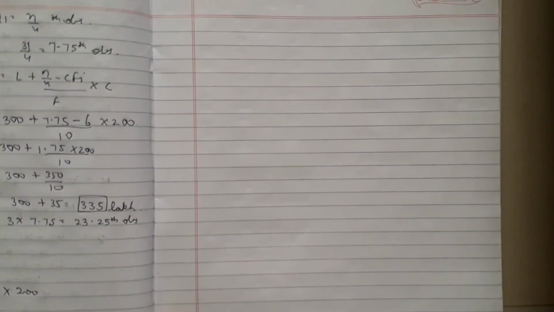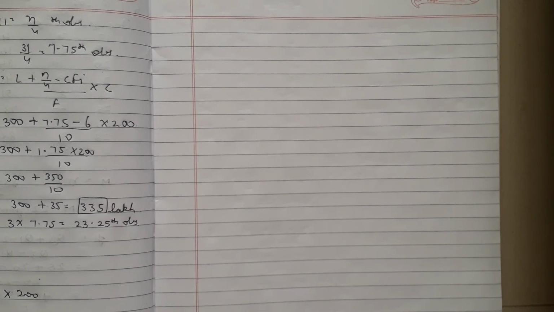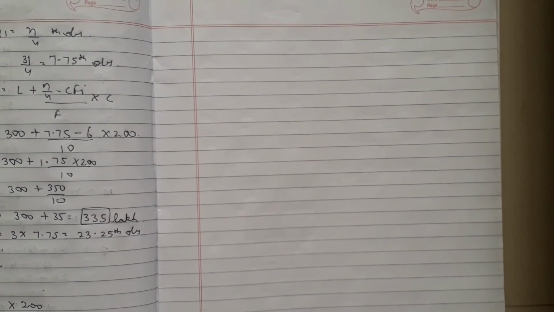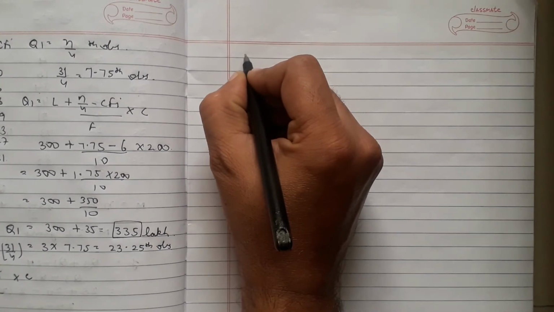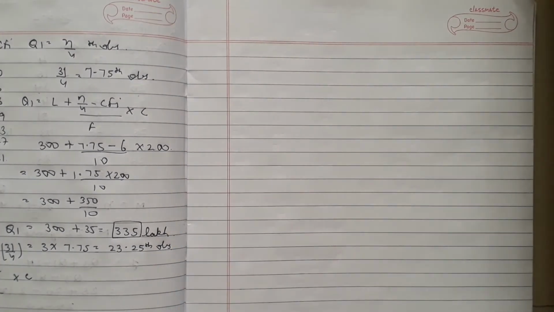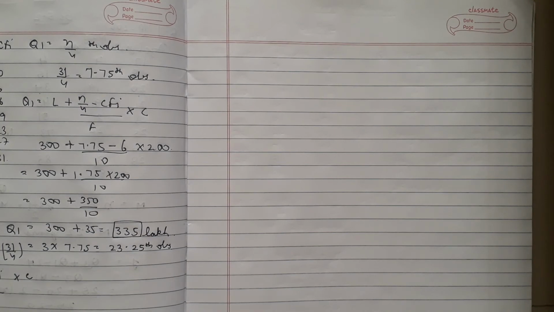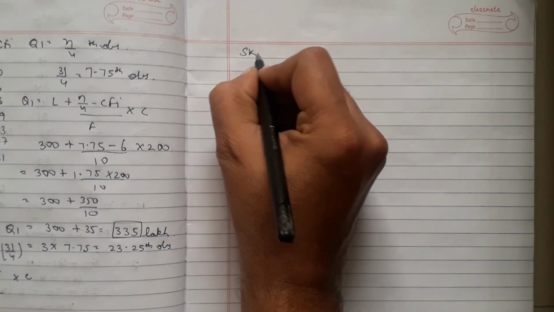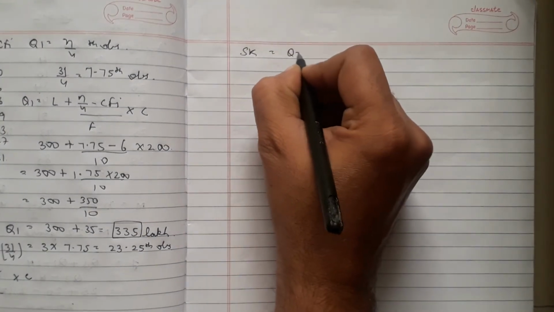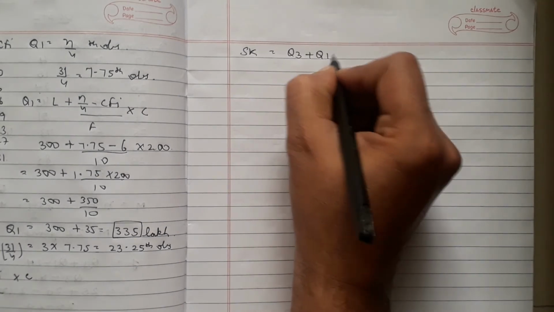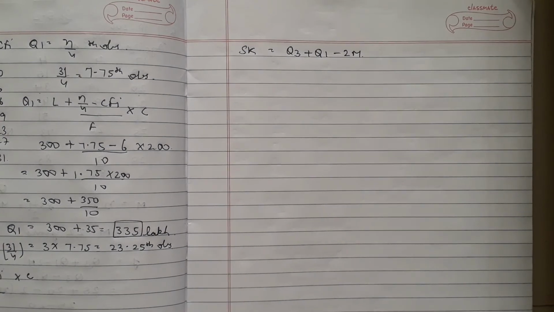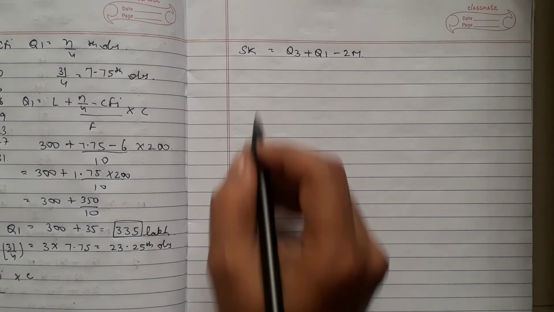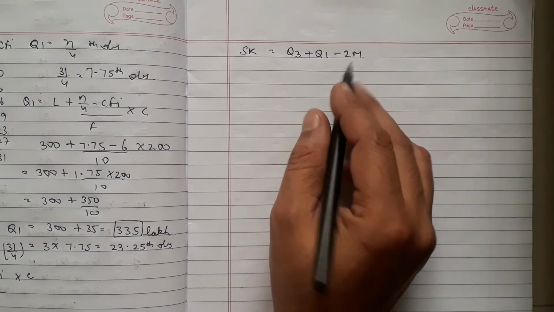Now in the next step we will solve and find out the coefficient of skewness by Bowley's method. But before that we have to find out the skewness also. First we have to find out the skewness. So skewness formula is Q3 plus Q1 minus 2M.